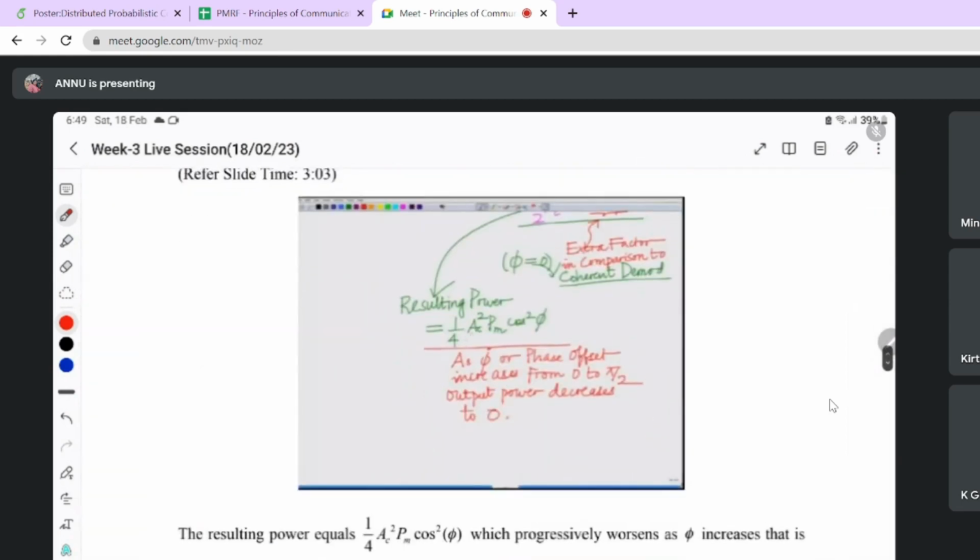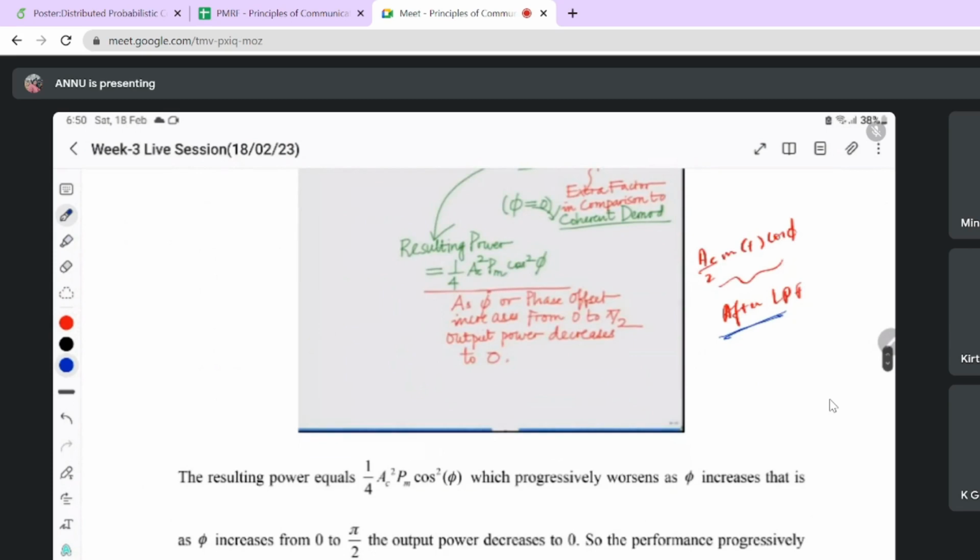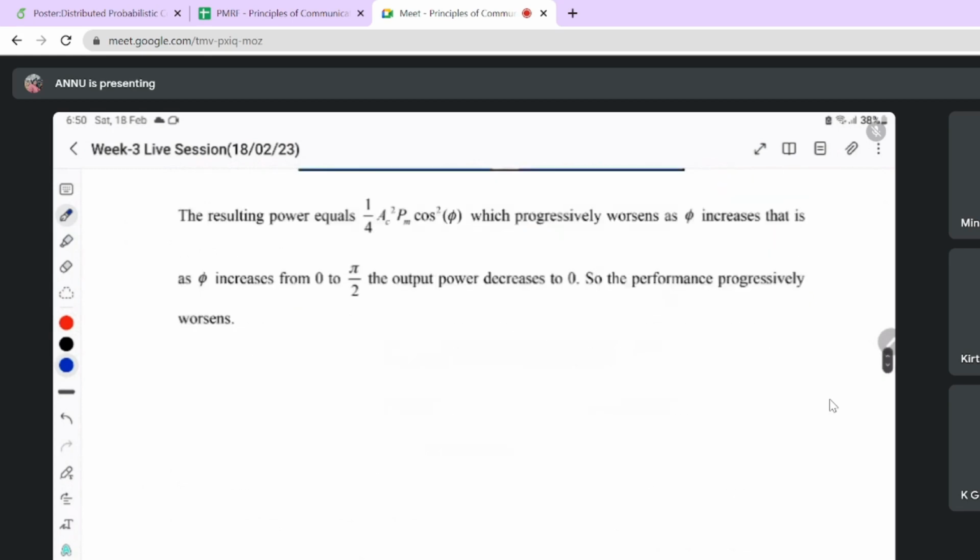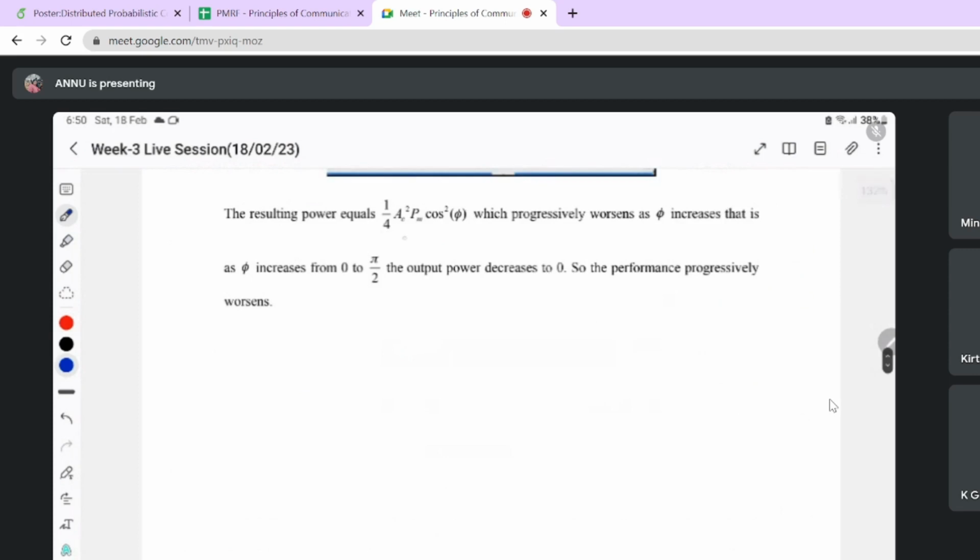The resulting power will be 1/4 Ac² after the LPF, because Ac/2 m(t) cos φ is the output after the LPF. So this is the resulting power. As the phase offset φ increases from 0 to π/2, the output power decreases to 0. So here φ is increasing, then output power is decreasing, because cos φ decreases as φ increases. So this resulting power equals 1/4 Ac² Pm cos² φ, which progressively worsens as φ increases, that is what I told.